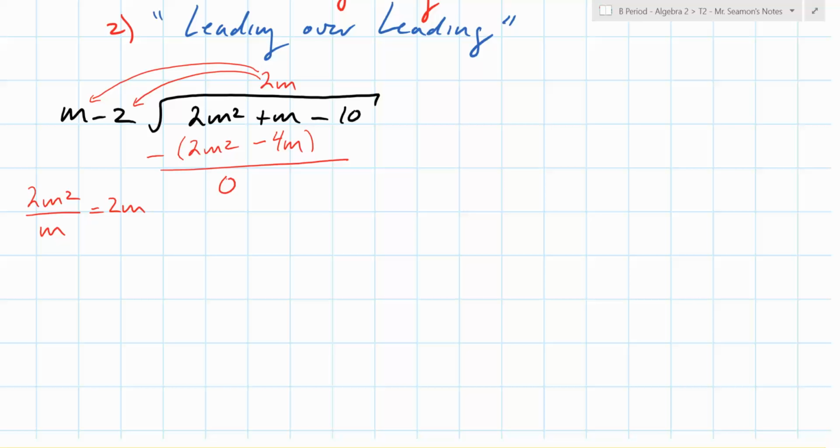What's left, Sarah? Negative m minus negative 4m. Minus a negative is... No, it's 2m squared minus, no multiplication. 5m. M minus negative 4m, oh yeah. What is it going to be? 5m. Okay, what was that phrase again?